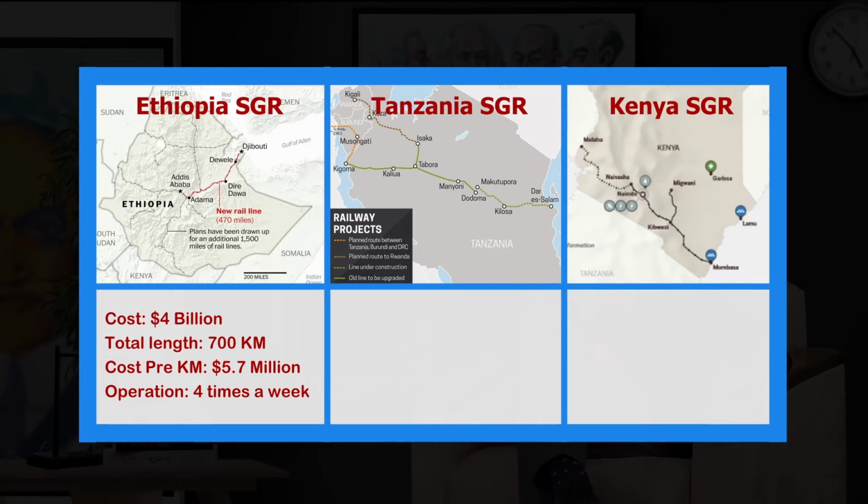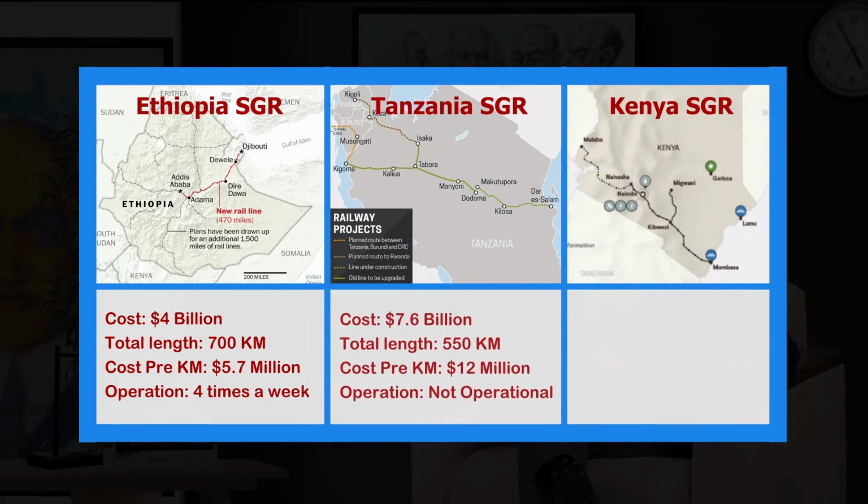Tanzania is building the SGR. They intend to build a 550-kilometer line from Dar es Salaam to a place called Makutopora. The total cost of the project is about $7.6 billion. Now, Tanzania is actually spending $12.7 million per kilometer. And so far, it is not operational. They have only completed 200 kilometers of rail. And that's because they simply did not have the funding.